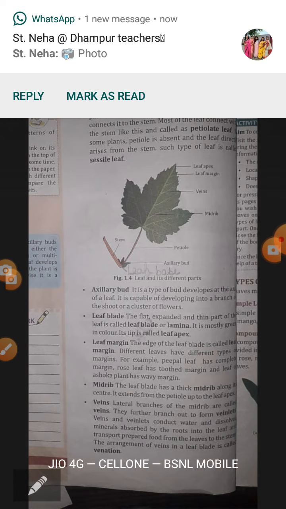Then the next part is the midrib. Just see in your picture, a middle thick line is present. This middle thick line is called midrib, and branches that come out from this midrib are called veins. That is the eighth part of the leaf, veins. The veins of different leaves are different. This arrangement of veins in leaves is called leaf venation.